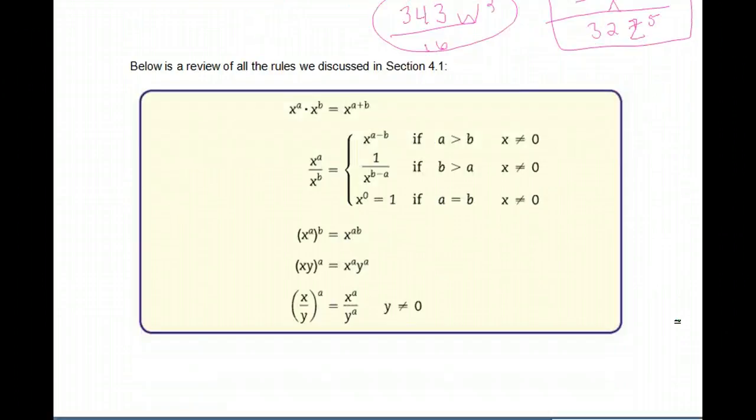Below in this chart is a review of all of the rules that we discussed in section 4.1. So we start with the product rule, the quotient rule, the power rule, raising a product to a power, and raising a quotient to a power. If you have questions about any of these rules, please contact me and I'll be more than happy to go over them with you and even provide you with extra examples if necessary.